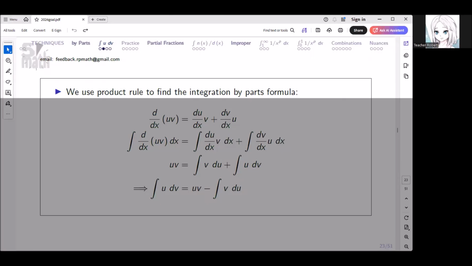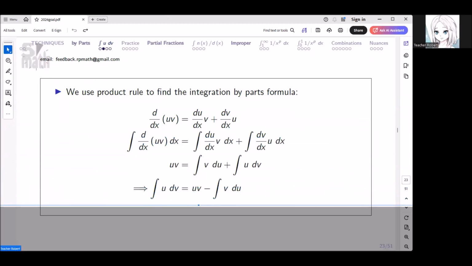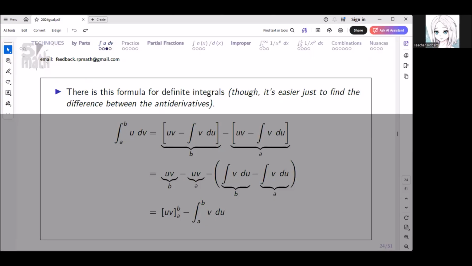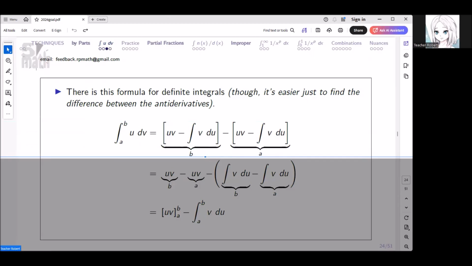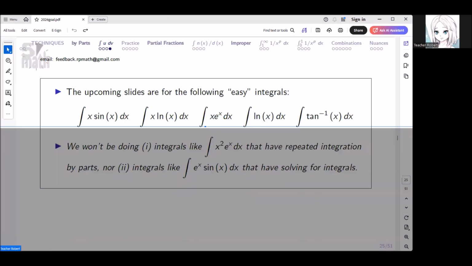We use the product rule to find the integration by parts formula. There is this formula for definite integrals, though it's easier just to find the difference between the antiderivatives. The upcoming slides are for the following easy integrals.